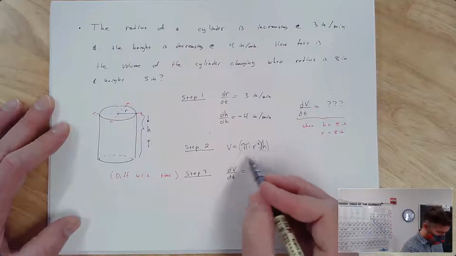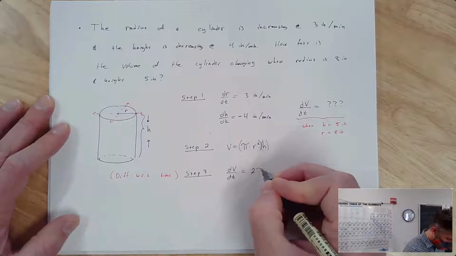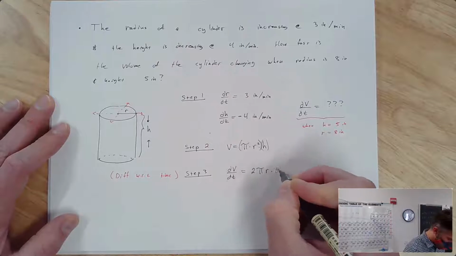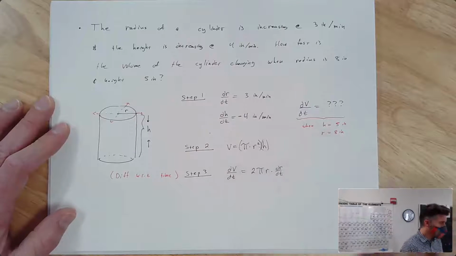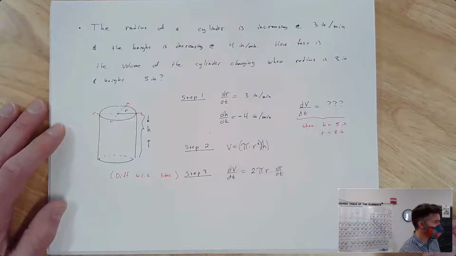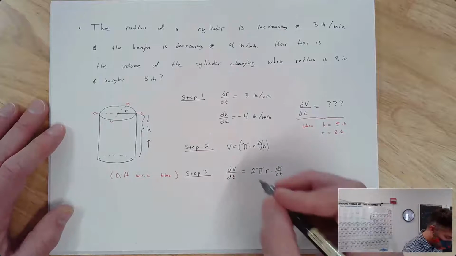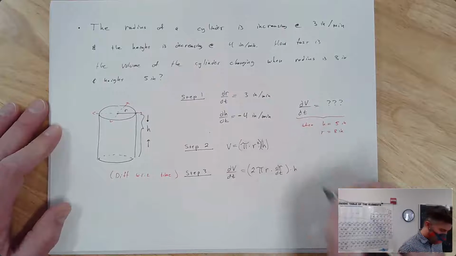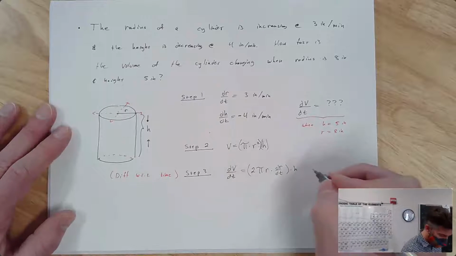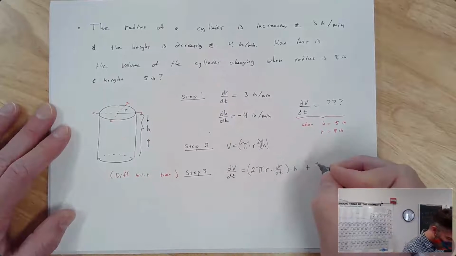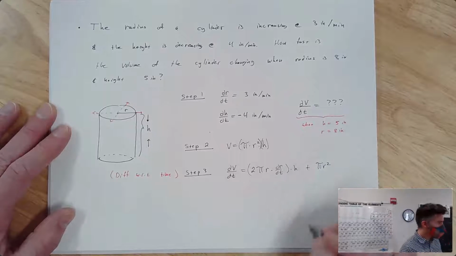The derivative of pi r squared is going to be 2 pi r times dr/dt, or 2 pi times some stuff times the derivative of that stuff, the chain rule, times h, right? Do the product, and then vice versa. Leave the pi r squared alone. And what's the derivative of h?